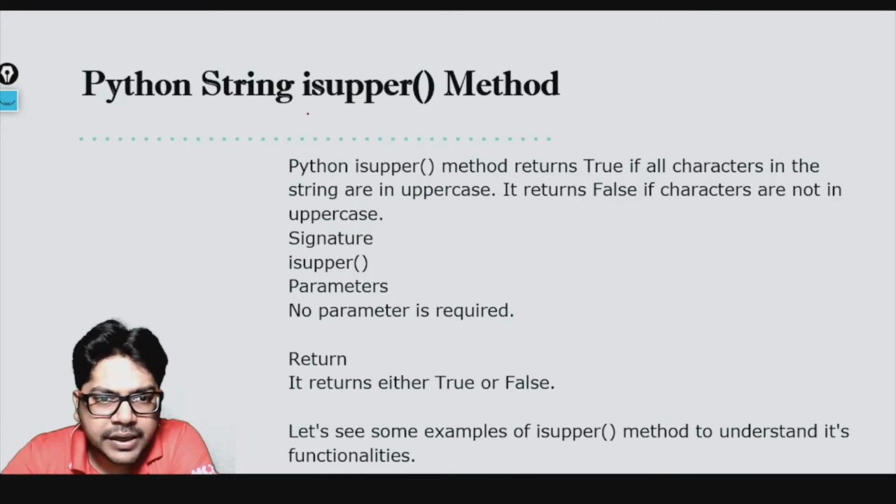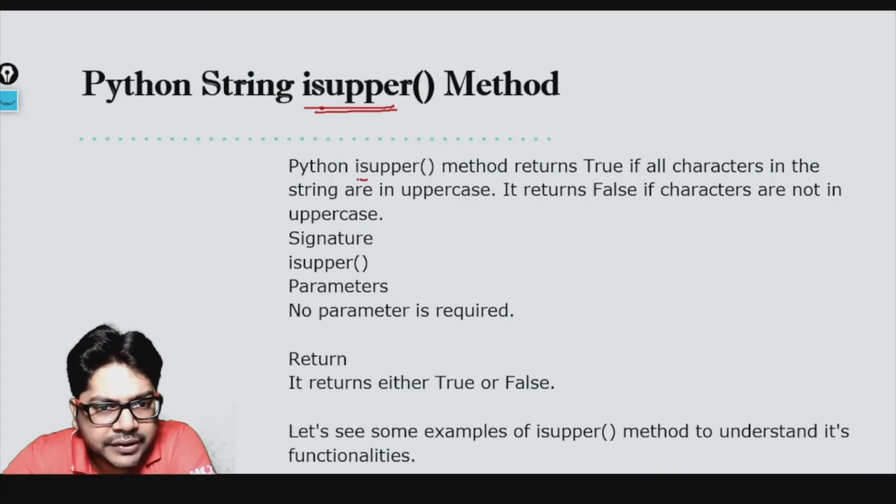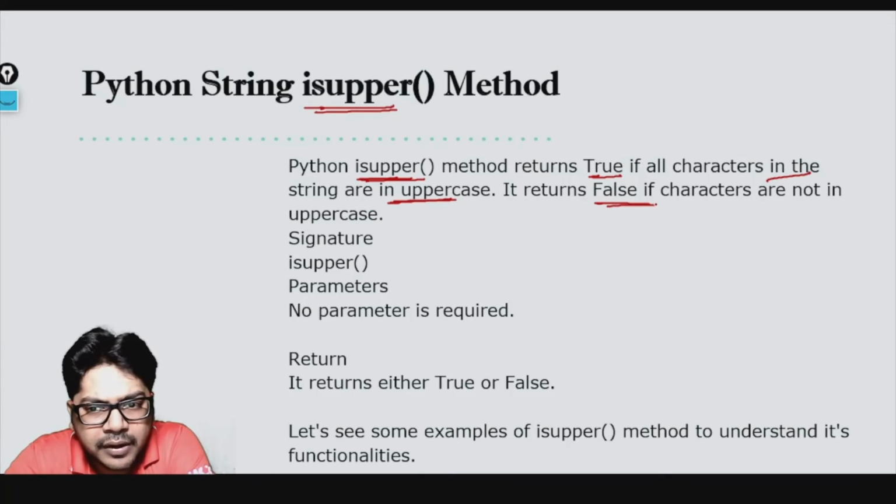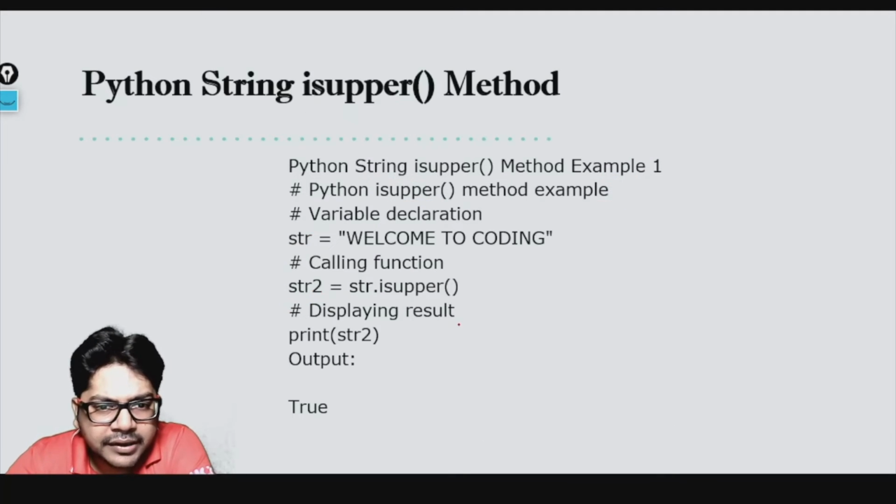Proceeding further, the next function that we have is isupper. Like we have already seen islower, so this is isupper. The Python isupper method returns true if all the characters in the string are in uppercase, and it returns false if the characters are not in uppercase. Okay, the signature is isupper, no parameter required, returns true or false. Let us have a look at the example.